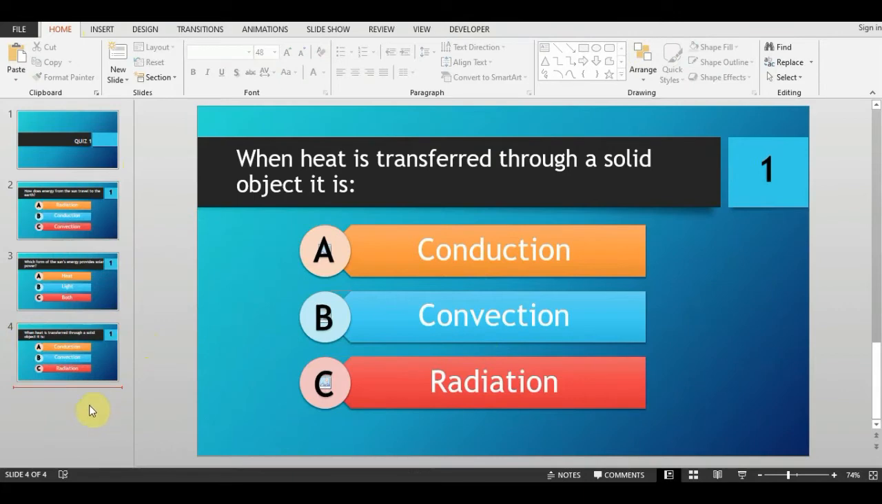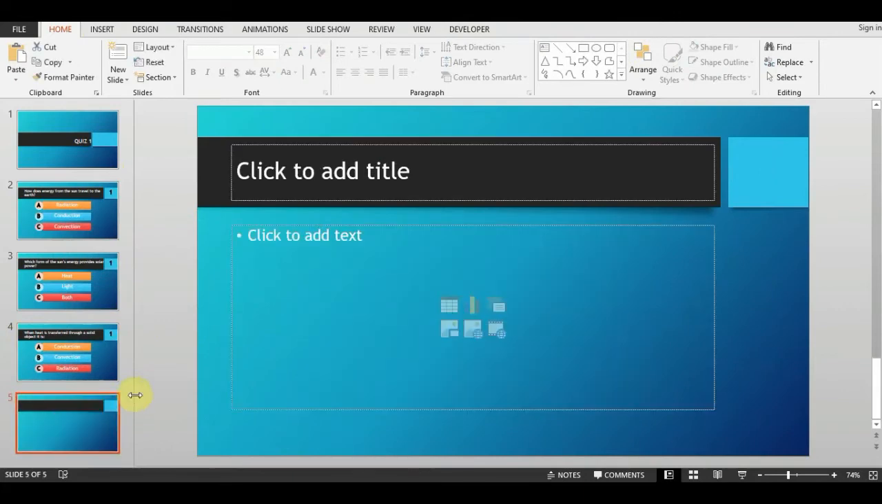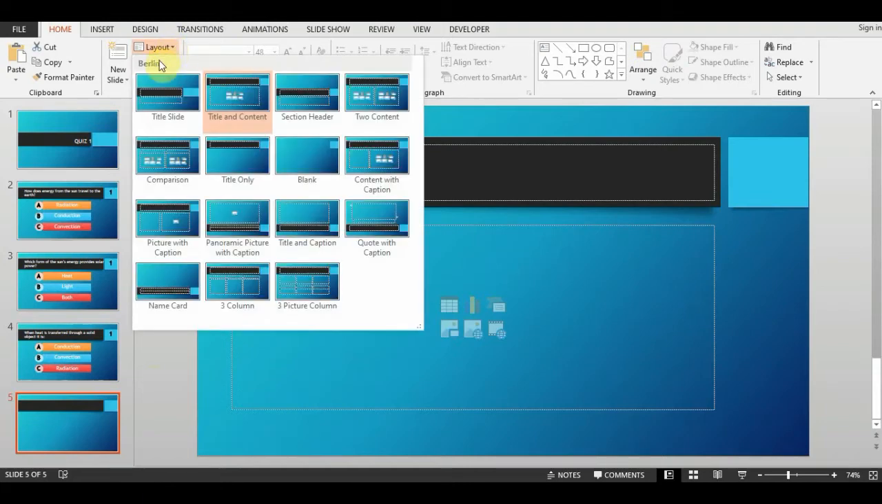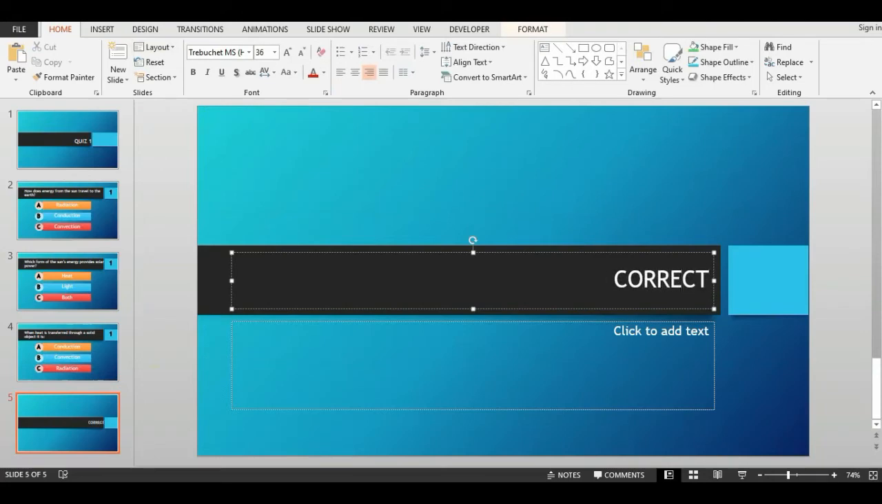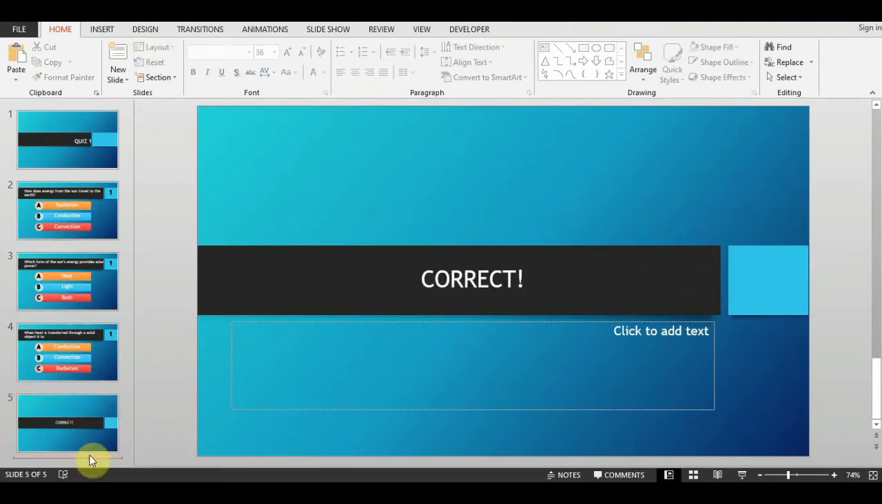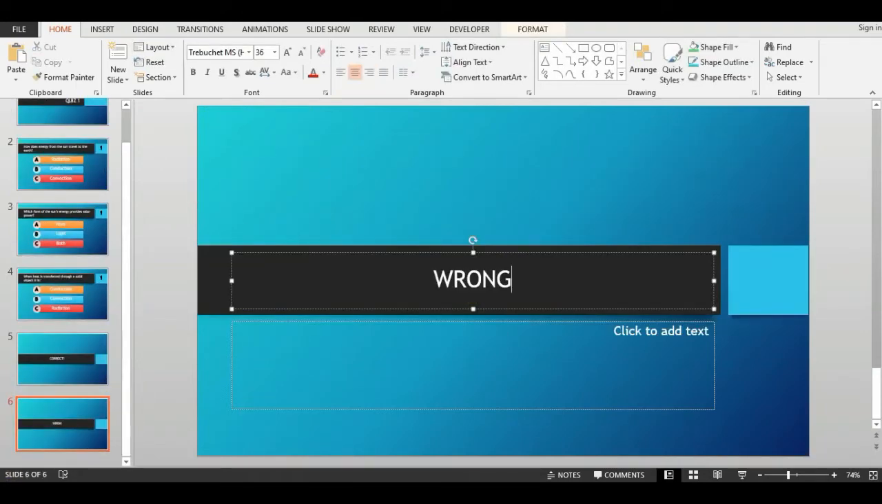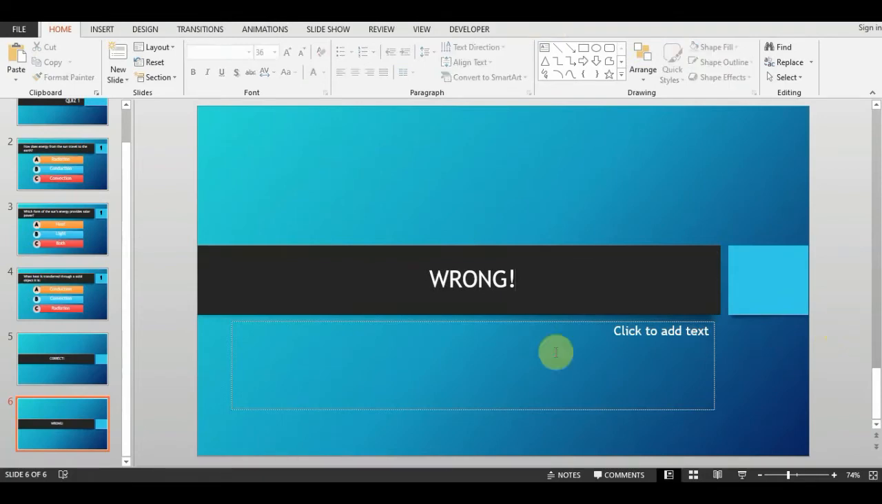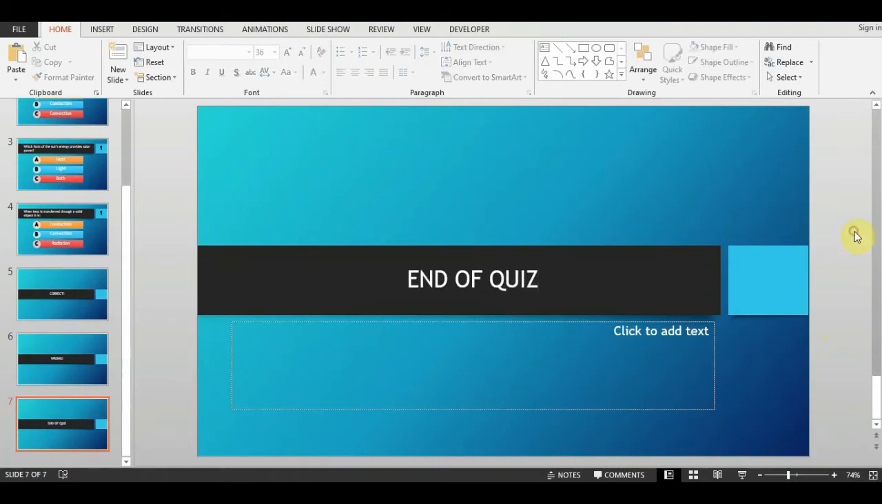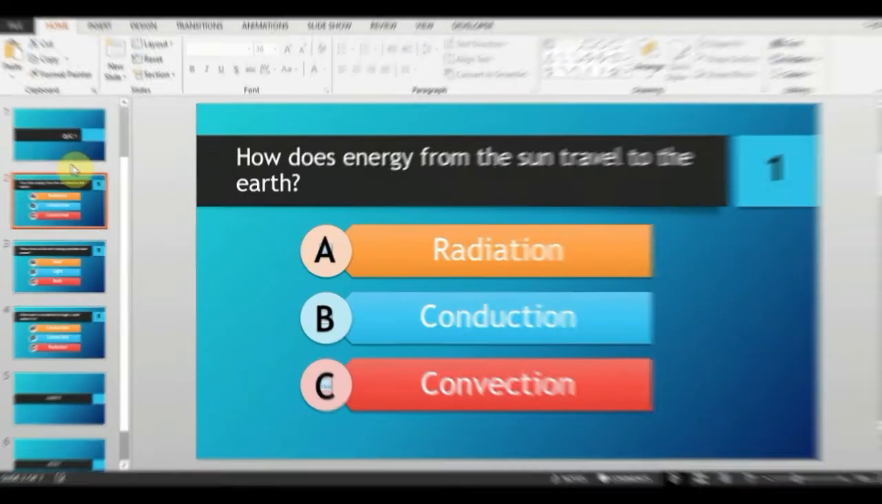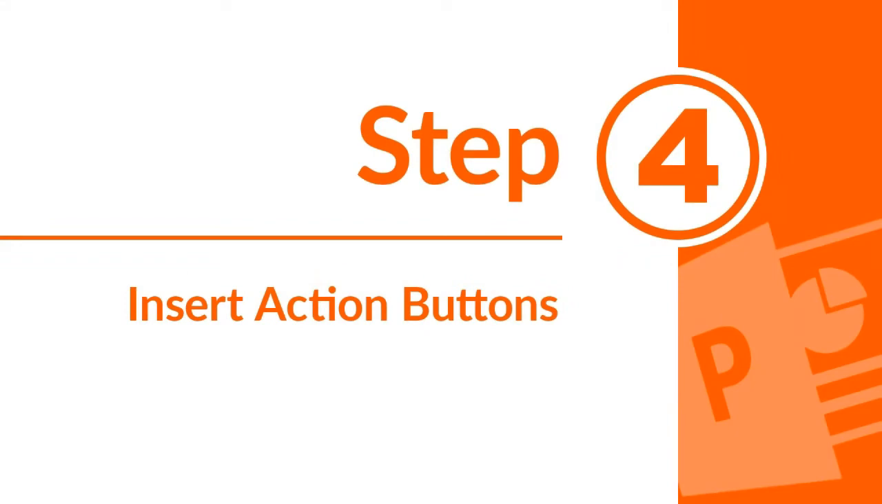Now let's create a slide for the correct and wrong prompt notifications. Let's add a new slide and change the layout to section header and type correct. You may then copy the entire slide and type wrong. Let's add one more slide to mark the end of the quiz. Now we are ready for step 4.